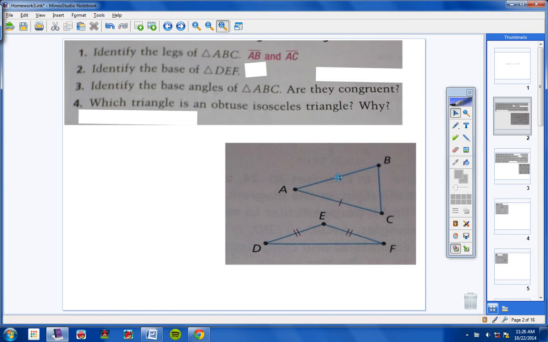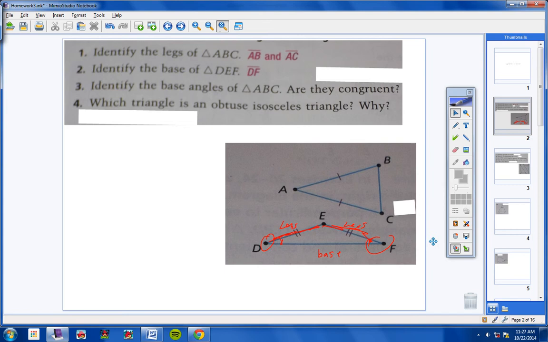Identify the base angles of DEF. Well, please notice in triangle DEF we have an isosceles triangle. This side here is congruent to this side here. Okay? So that means those two sides here are called the legs, as you guys know. So this side here is called the base. So if DF is called the base, which it is, then this angle here, angle D, and this angle here, angle F, are at the ends of the base. So those two angles there are called our base angles.